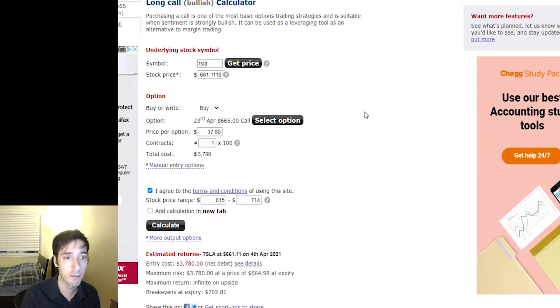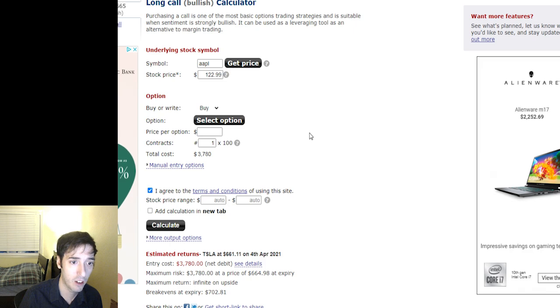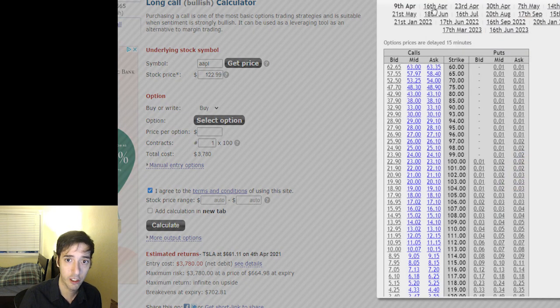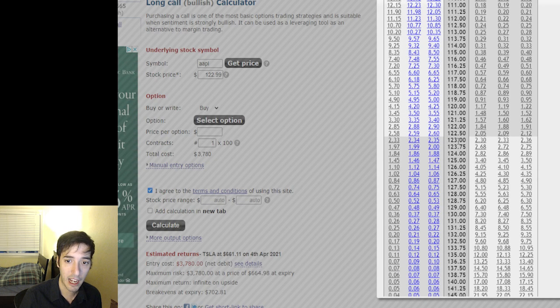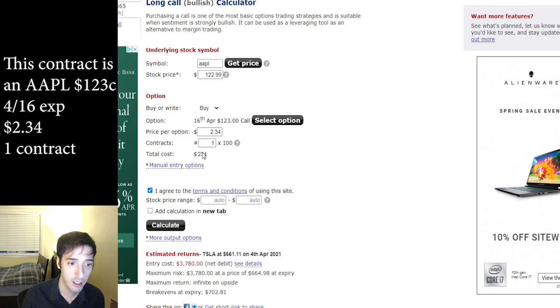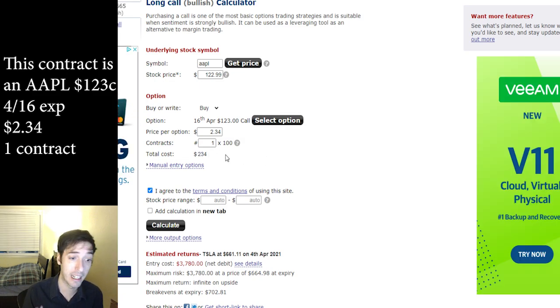I want to show you guys just a more realistic example. So let's look at Apple, AAPL. We're going to select the option and we're going to do April 16th, right? So it's a little bit cheaper. And let's just say I think Apple's going to 125, right? So what I would do is take a 123 strike price call. We're going to take this one. So we're paying $234. That's not bad. That is not bad at all.